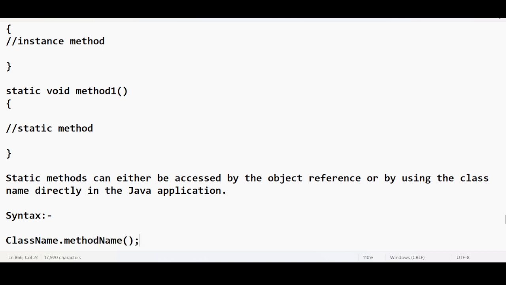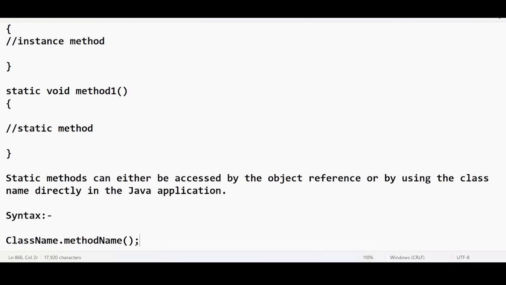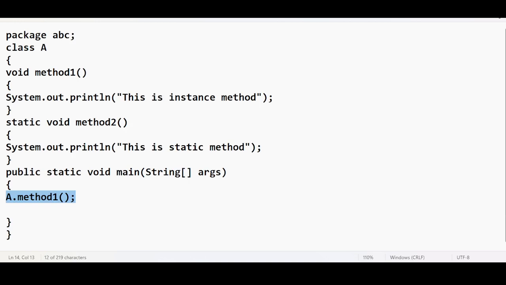What is the other way? Create an object. We can create an object like this. Okay, create the object for the current class: A obj equal to new A. Okay, you can also call the static method by using the reference variable, obj dot method 2.